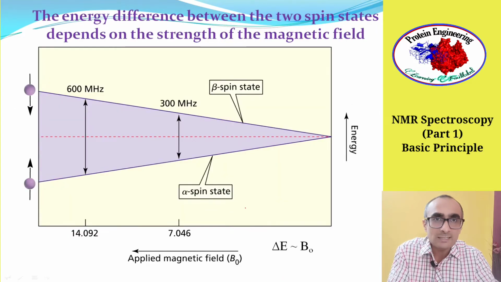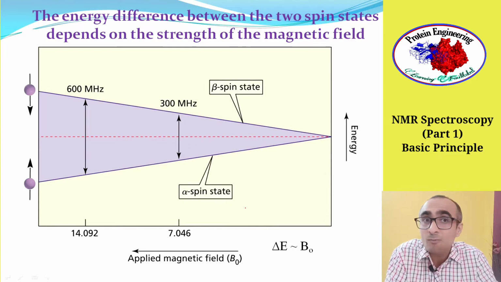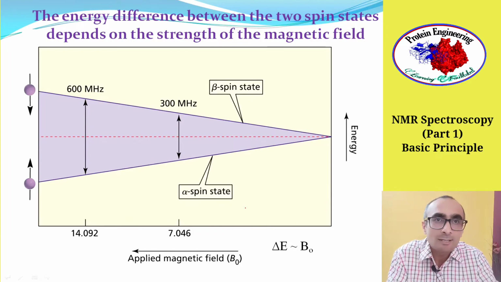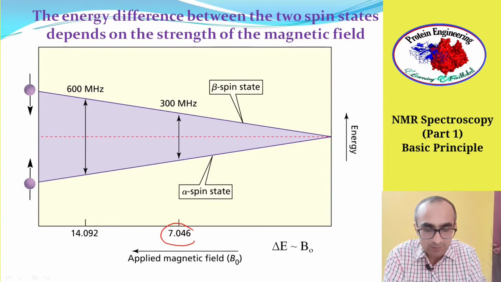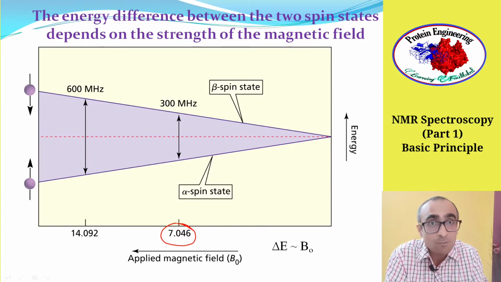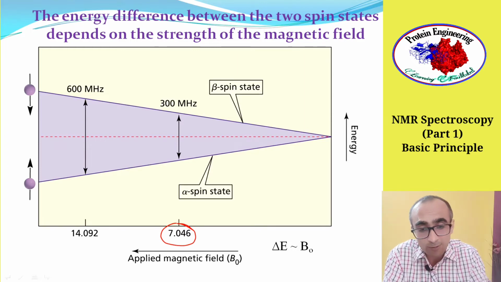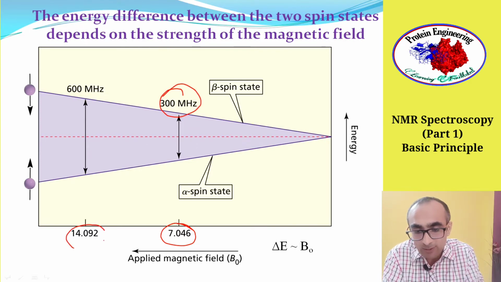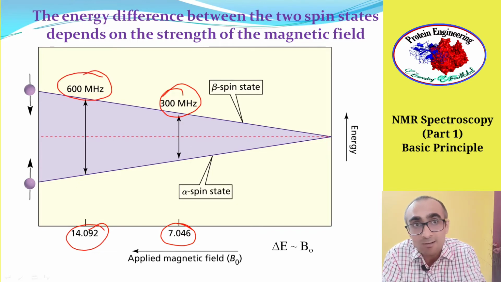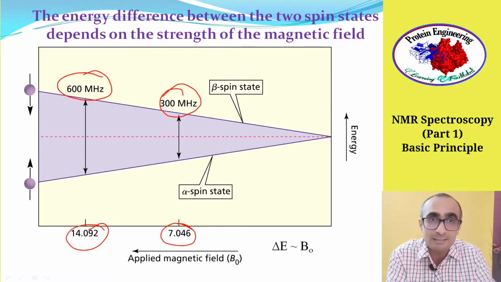So when you increase the applied magnetic field, you can increase only the difference in the energy of the alpha and beta spin states. Alpha and beta cannot be interconverted just by changing the magnetic field. For example, if you apply a magnetic field of around 7 Tesla, the energy difference between the alpha and beta spin states of the proton is 300 megahertz. Or if you increase to around 14.1 Tesla external magnetic field, the difference becomes 600 megahertz, the difference of alpha and beta spin state energies.